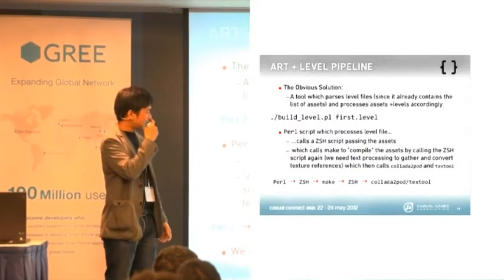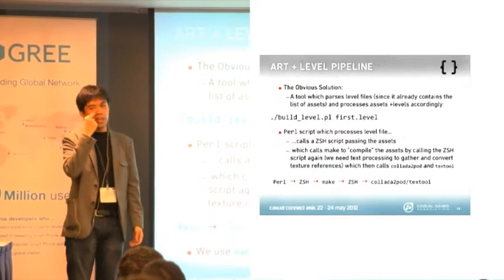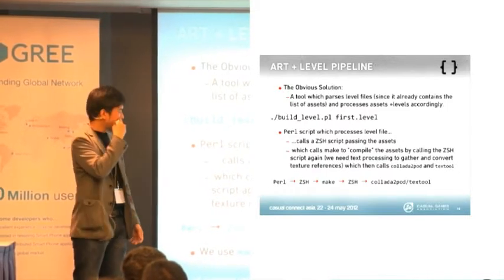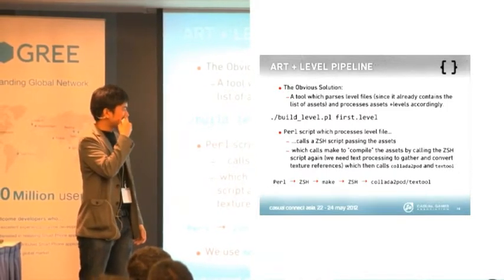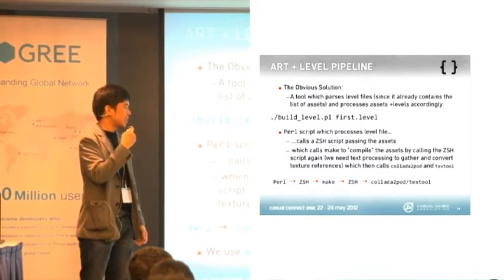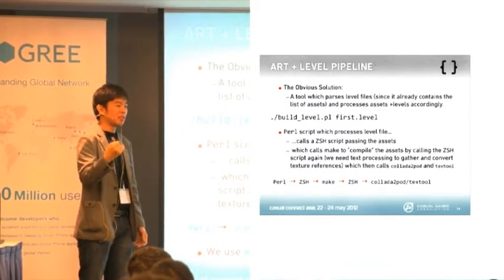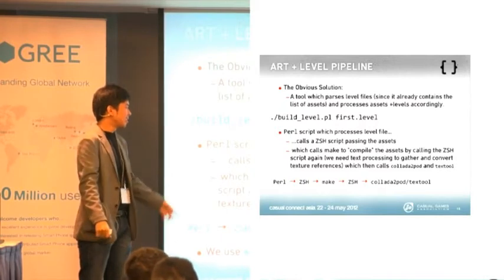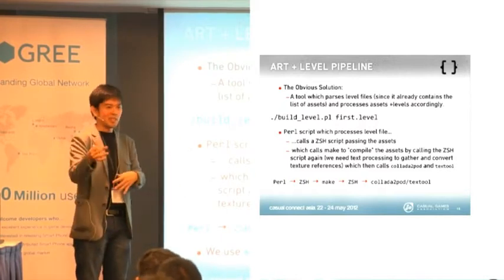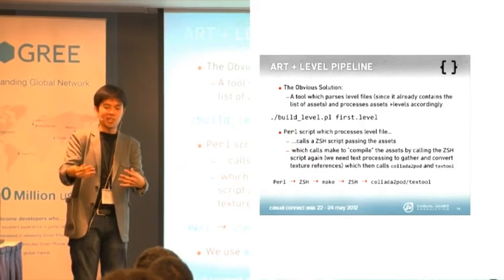So it's basically, and again, since we don't want to pay anything for any fancy tools or engines, a Perl script which processes the level file and calls a ZSH script, which is basically one of the terminals in Unix and Mac OS X, which then calls make, which if you're a developer is what you use to actually start a GCC compiler.